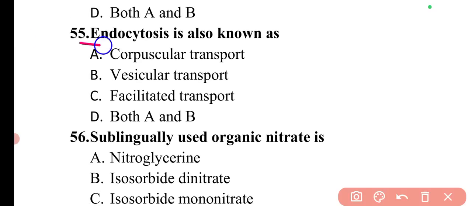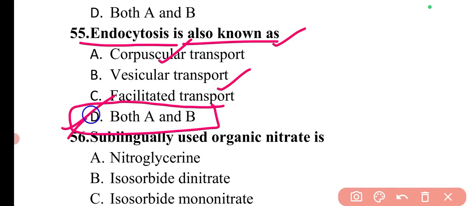Next question is endocytosis is also known as. So the endocytosis we have already discussed. It is also known as corpuscular or vesicular transport. So here option D, both A and B is correct.